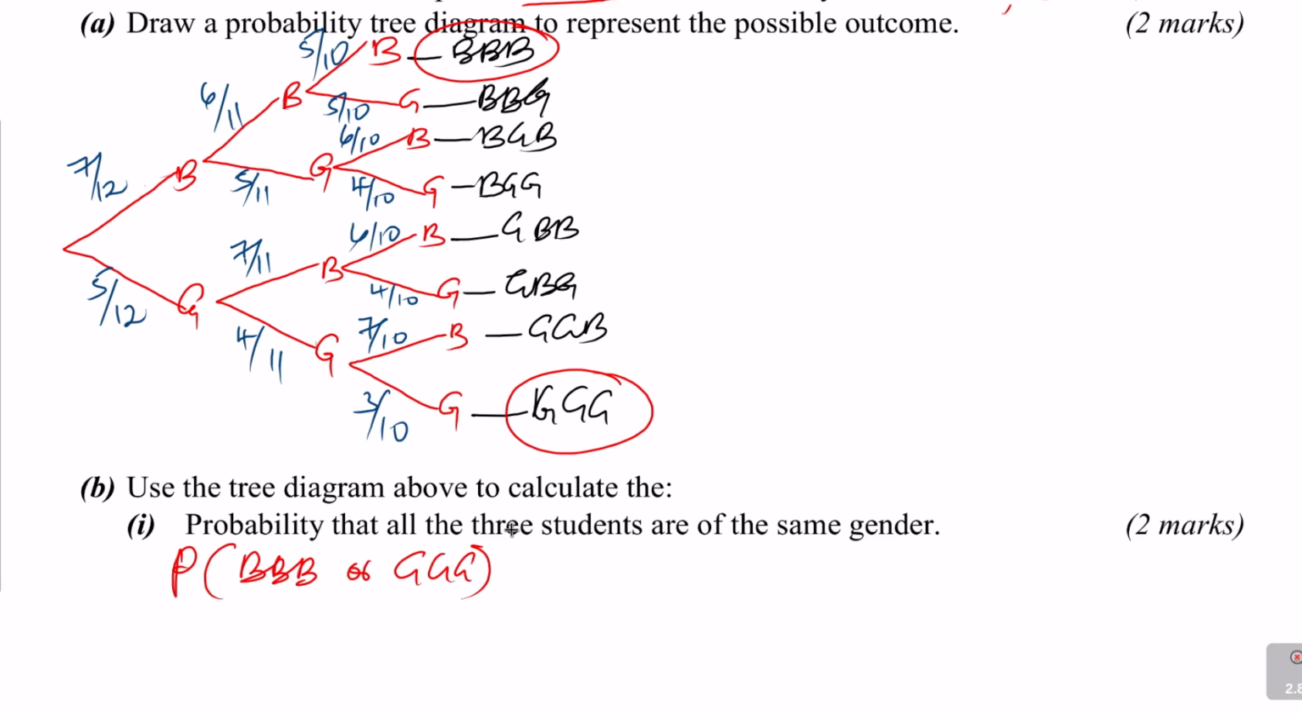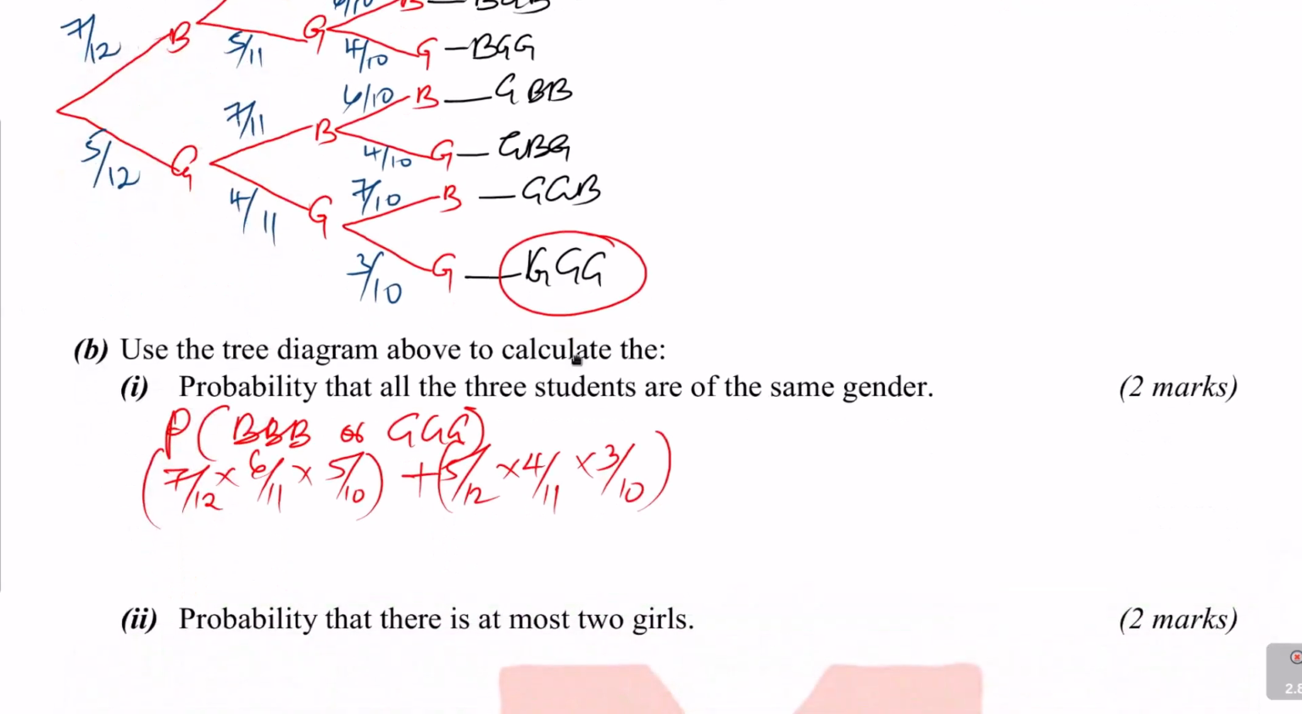So therefore, we are going to take that branch, 3 boys. The 3 boys will be represented by 7 divided by 12 times 6 divided by 11 times 5 divided by 10, or in probability, that is addition. And girl, take this branch here, 5 divided by 12 times this one, 4 divided by 11 times 3 divided by 10, like that. So use the calculator to work out these, to be very keen.